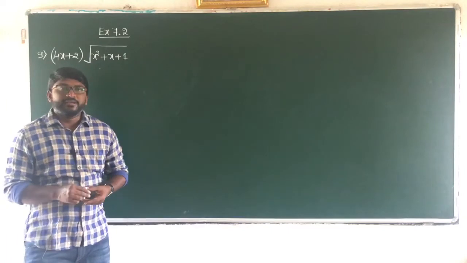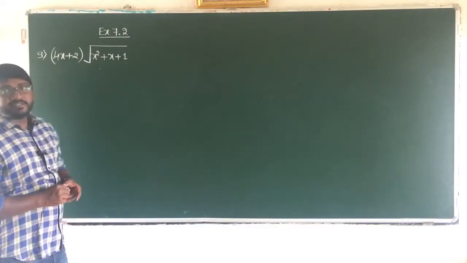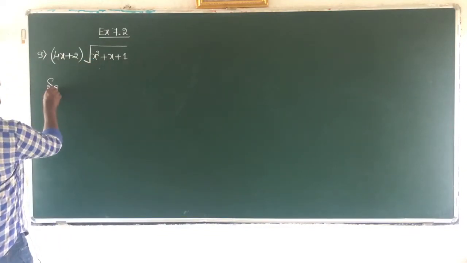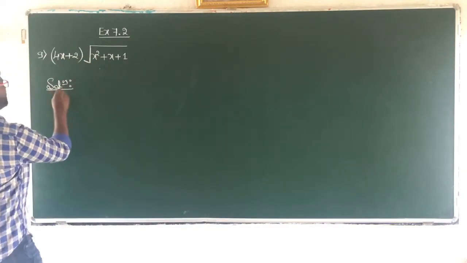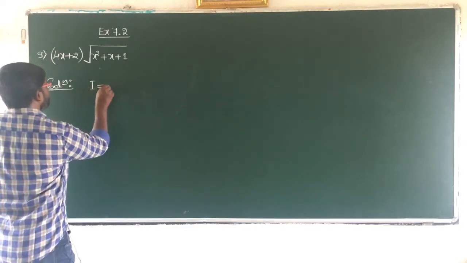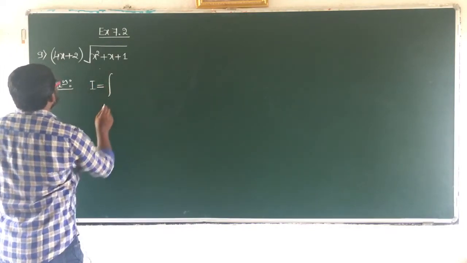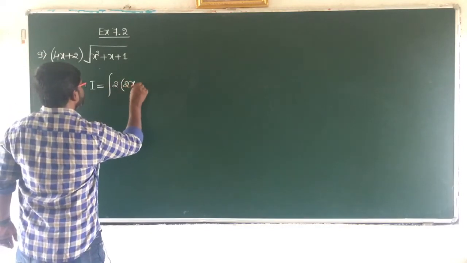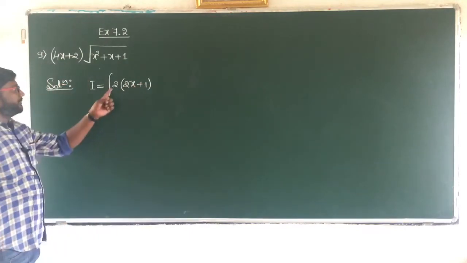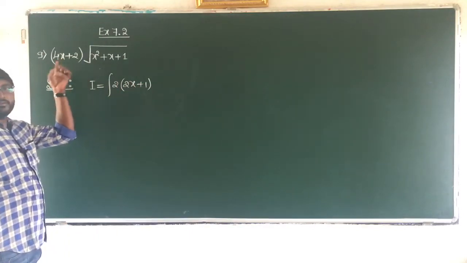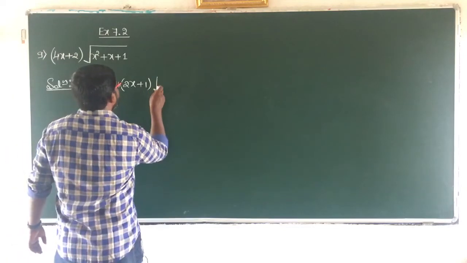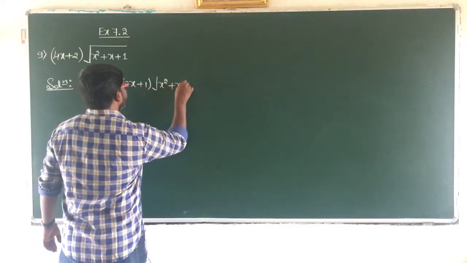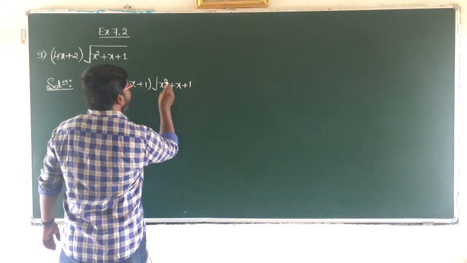So the 9th problem is 4x plus 2 into the square root of x square plus x plus 1. So consider this as I, which is equal to the integral. Here I take 2 common, so 2 into 2x plus 1. I have taken 2 common here; multiply 2 inside, and we get back the previous term. Then into the square root of x square plus x plus 1.